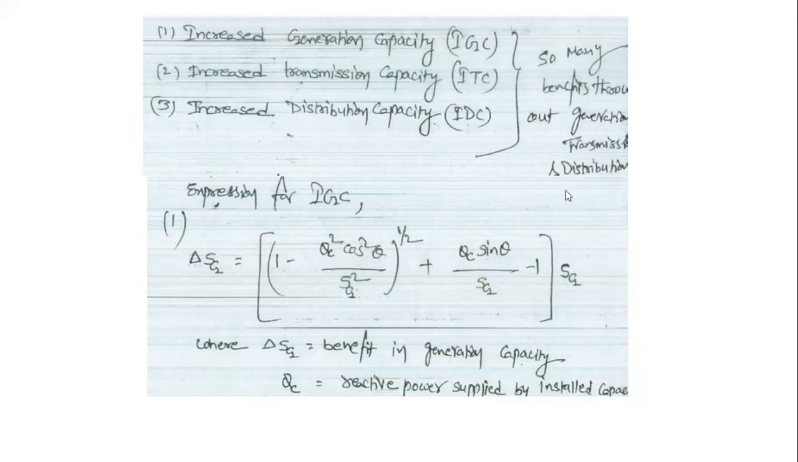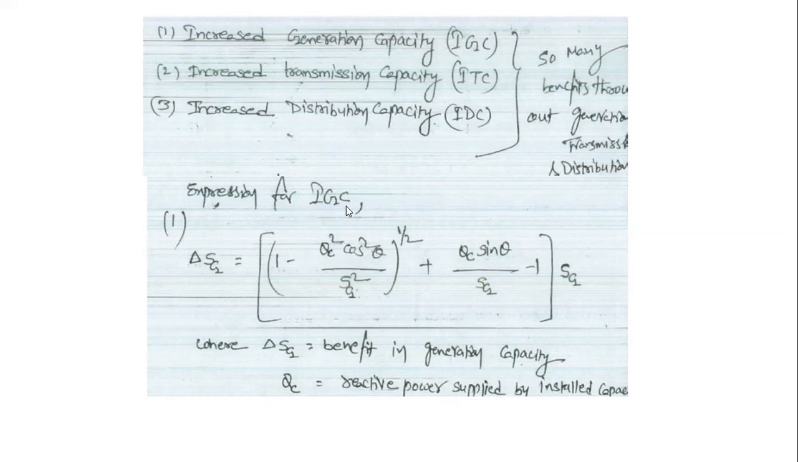Therefore we obtain many benefits throughout the generation, transmission and distribution systems when we add shunt capacitors, series capacitors, or switched and fixed capacitors to the system. How these benefits are obtained when we add the shunt capacitor to the system will be explained in the given formula, by increasing the generating capacity, the transmission capacity and the distribution capacity.